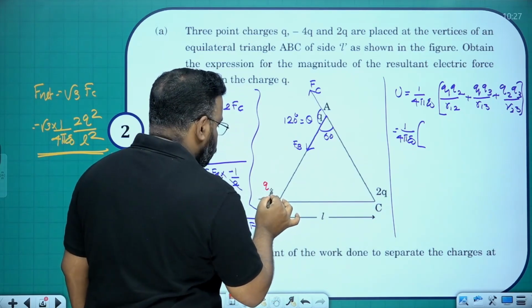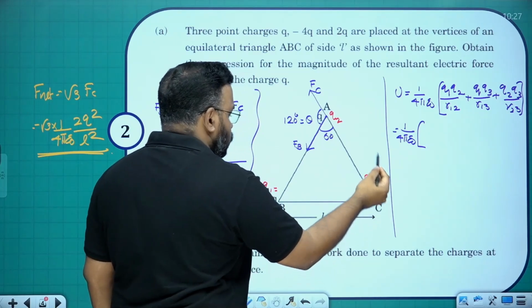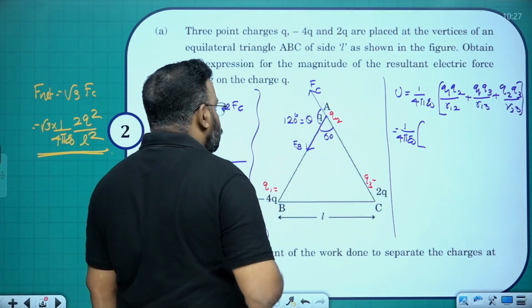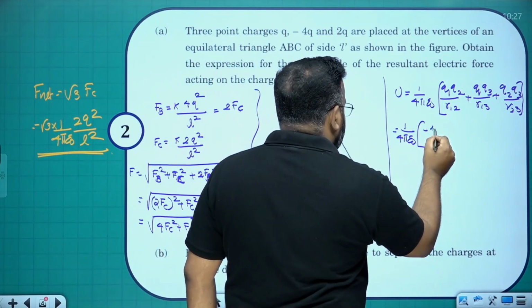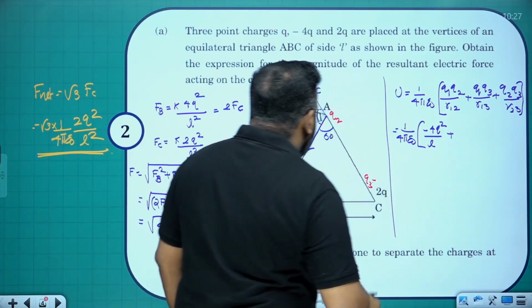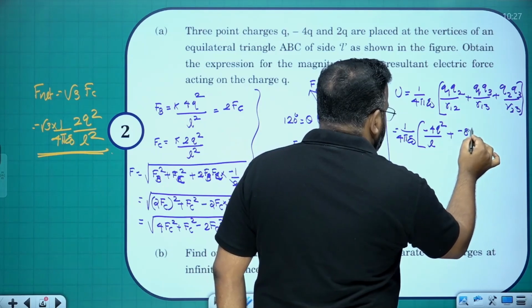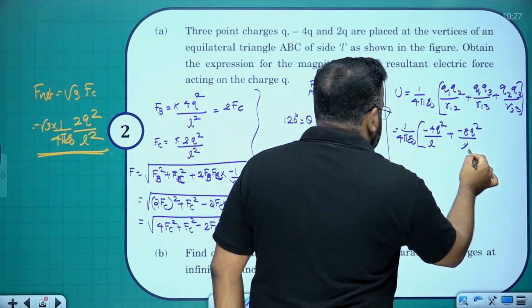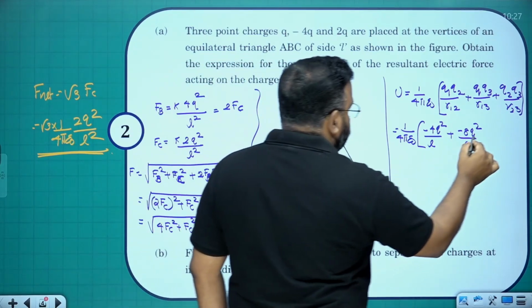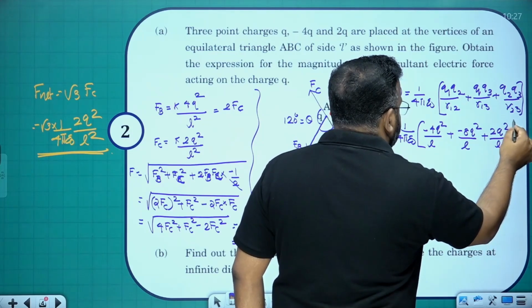Let's take this as Q1, this as Q2, and this as Q3. So tell me students, what is the first term? Q1 Q2 means minus 4q into q. So we get minus 4q square by L as the first term, plus Q1 Q3: minus 4q into 2q, minus 8q square by L, distance is the same, and then Q2 Q3: q into 2q, so plus 2q square by L.